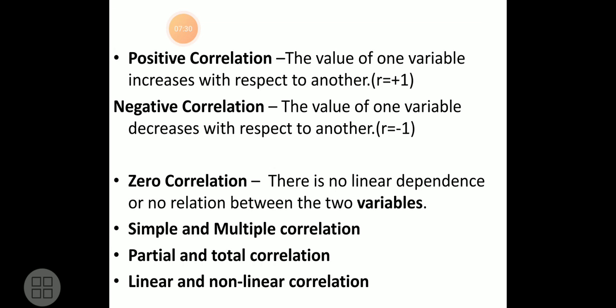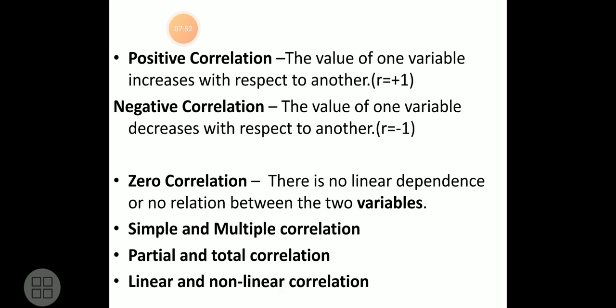We have seen in the previous chapter that simple correlation deals with the degree of relationship between two variables, such as the age of husband and wives. Two variables are there: age of husband and age of wives. Supply and demand of a commodity, height and weight of a plant, and so on.